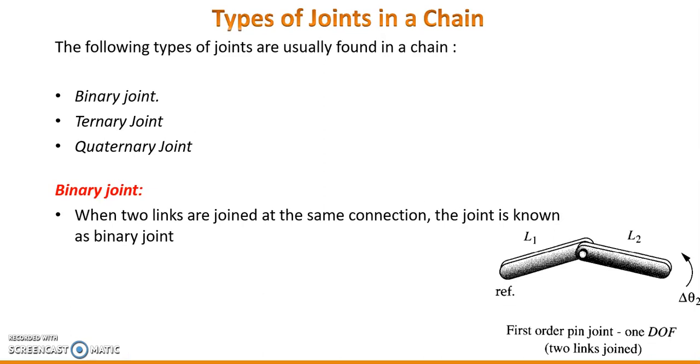Moving to the first, the binary joint. What is a binary joint? When two links are joined at the same connection, the joint is known as a binary joint. Let's see L1 and L2. Here the links are joined at one point. It forms only one surface contact. That's why it is called a binary joint.